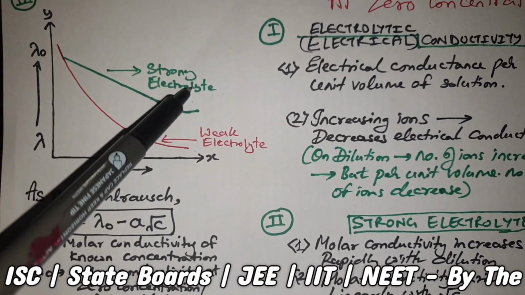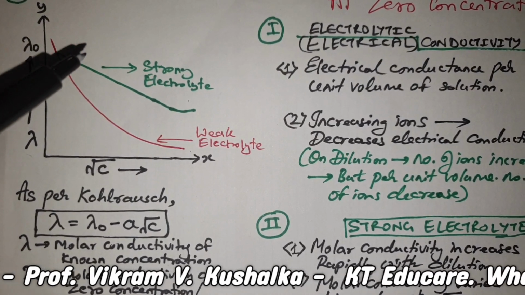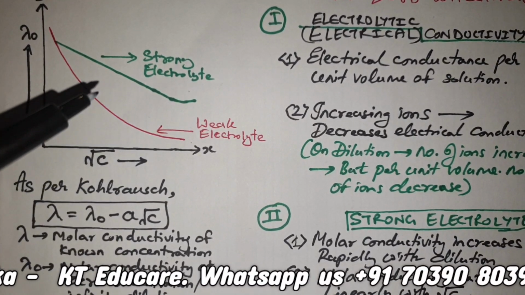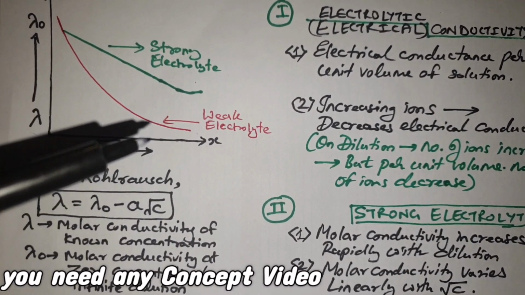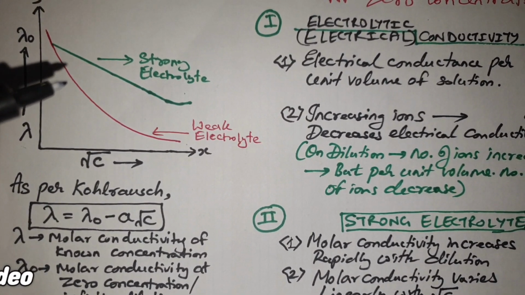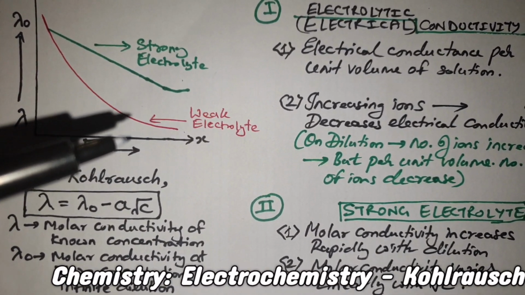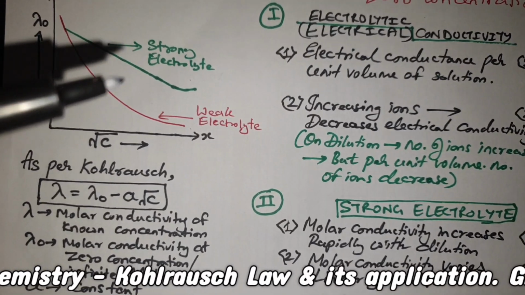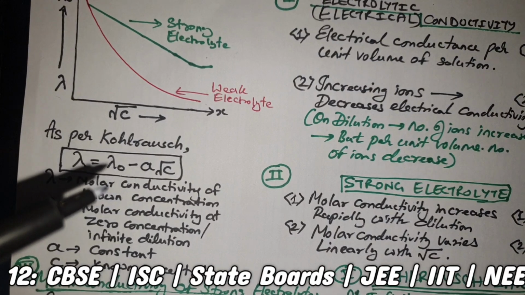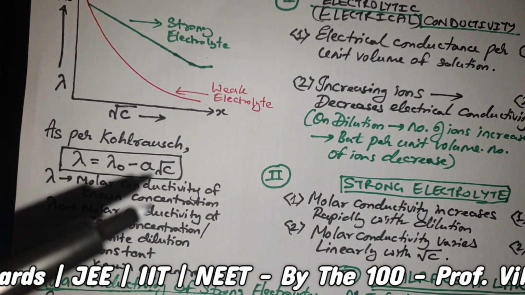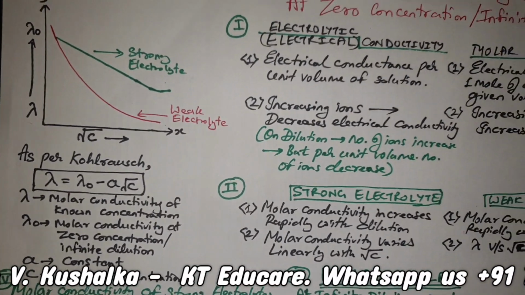I can extrapolate this linear graph at whichever point I want to, and I can find out the respective molar conductivity. But if I need to find out the molar conductivity for a weak electrolyte, since this is not a linear graph, it is very difficult for me to find out at any given point what would be the molar conductivity of a weak electrolyte. As per Kohlrausch, molar conductivity is equal to lambda naught minus A square root of C, where A is just a constant and C is the known concentration.